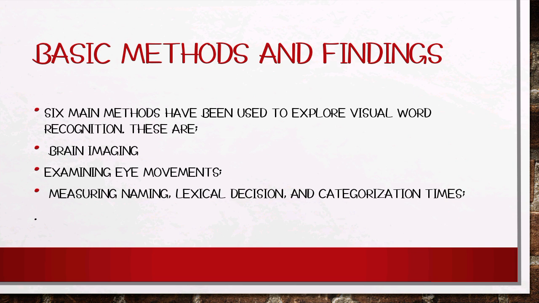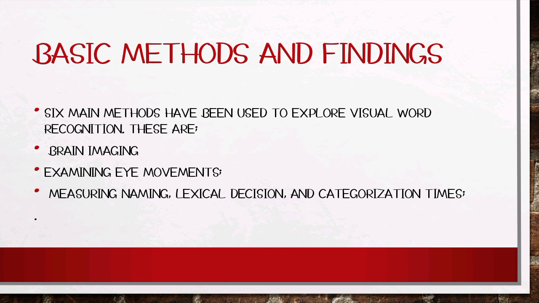Number 2. Examining eye movement. Eye tracking devices record eye movements as participants read text. This reveals how people visually scan words, including fixation, where they looked, and saccade, rapid eye movement between fixations. For example, researchers might analyze eye movement to see how long people fixate on words with different spelling.